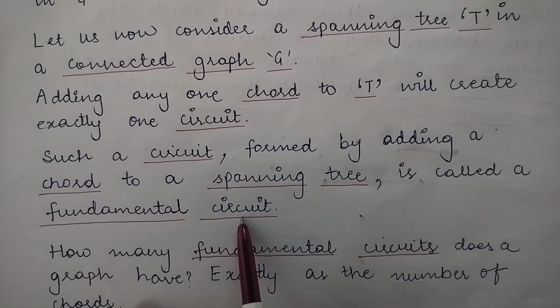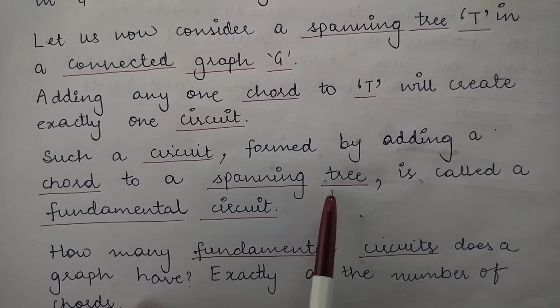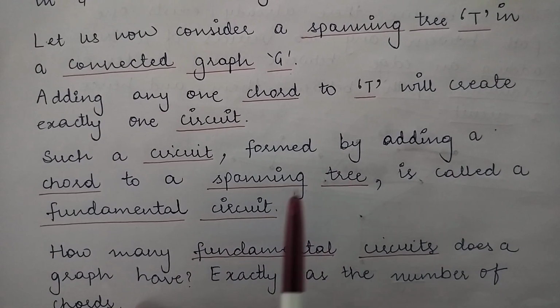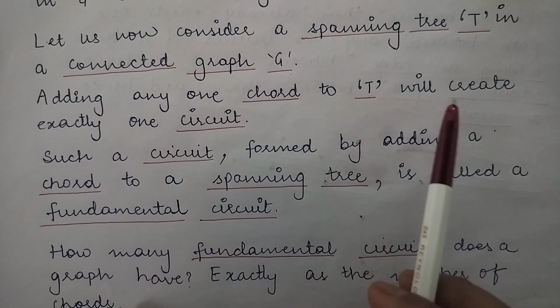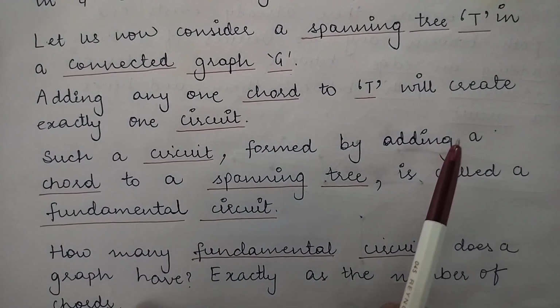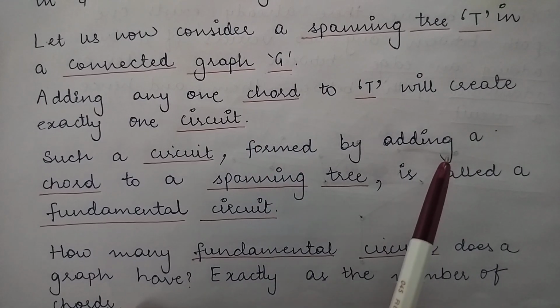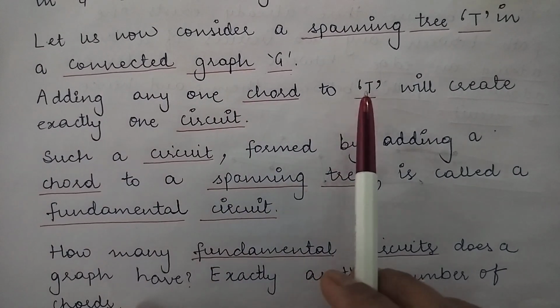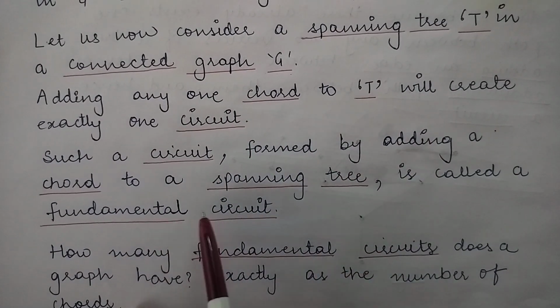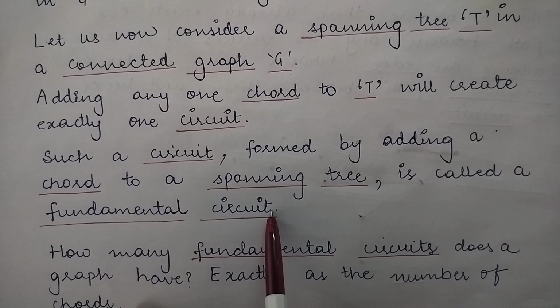So this is the difference between a normal circuit and a fundamental circuit. That is, a circuit is created by adding an edge to a tree, and a fundamental circuit is created by adding a chord to a spanning tree. Just like by adding one edge to the tree, we get one circuit, similarly, by adding one chord to the spanning tree, we get one fundamental circuit, right?